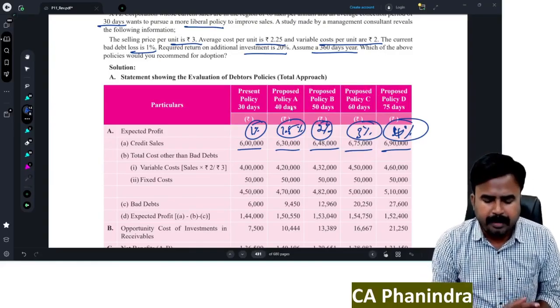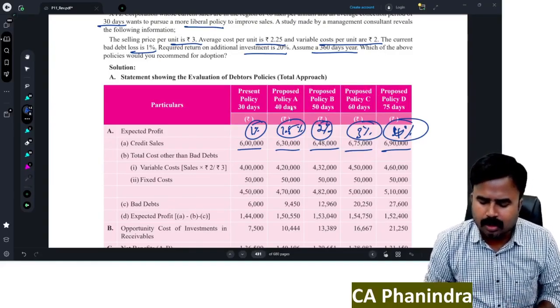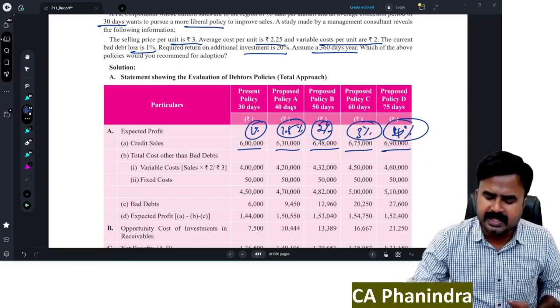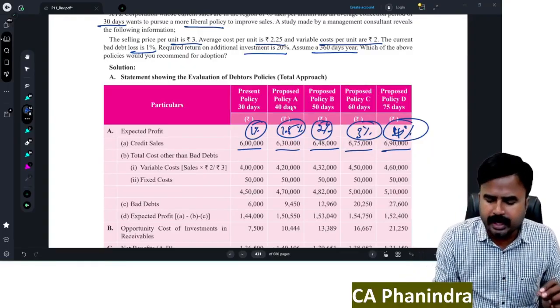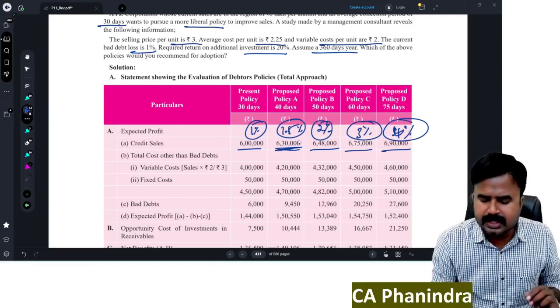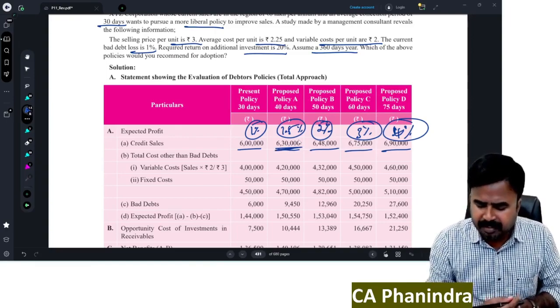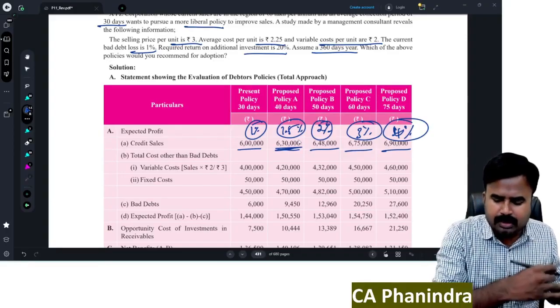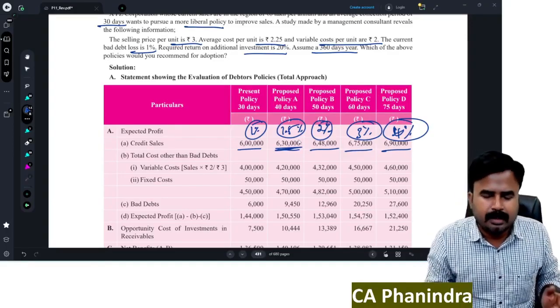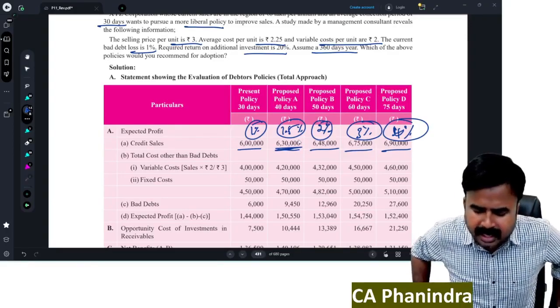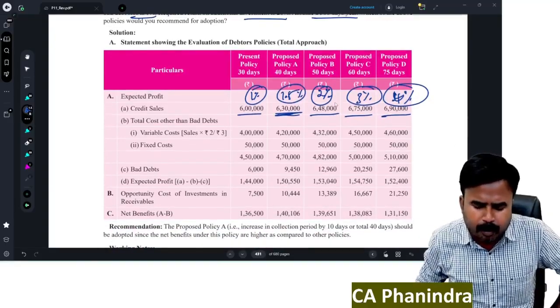You know the format, write the credit sales in all the columns. When I'm extending the credit period from 30 to 40, my sales has increased from 6 lakhs to 6,30,000. And if my credit period is 50 days, I'm increasing my sales from 6 lakhs to 6,48,000. That means my sales has been increased. Like that, I'm taking credit sales under all the credit policies.